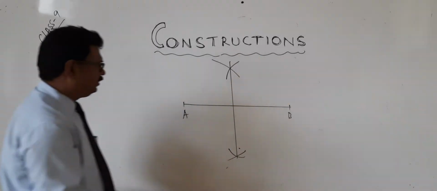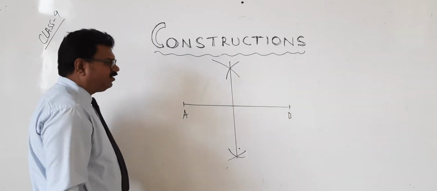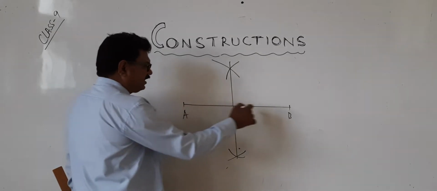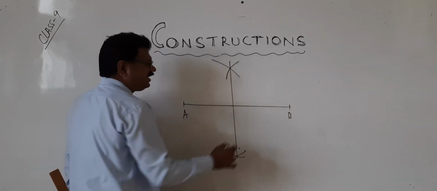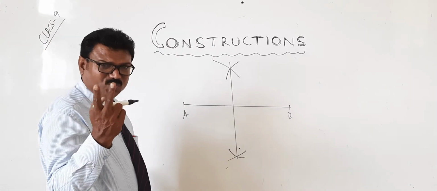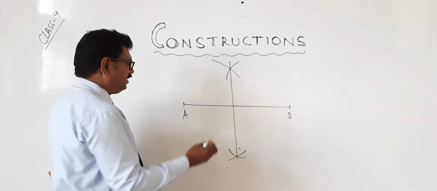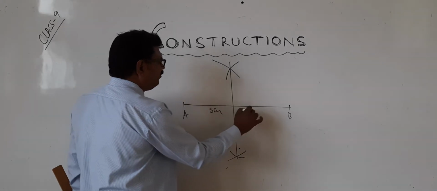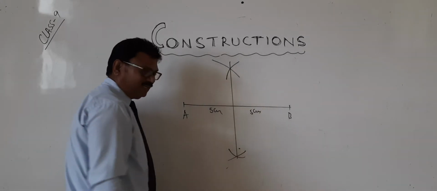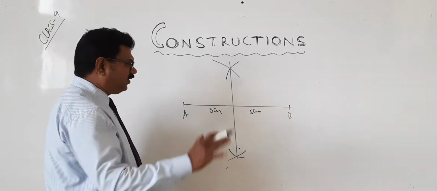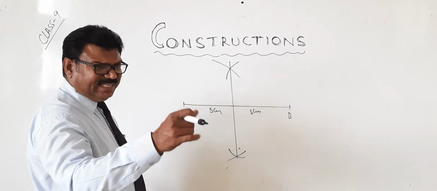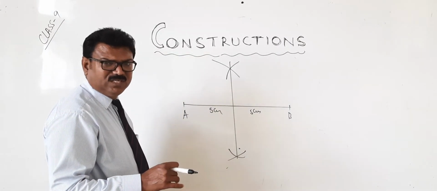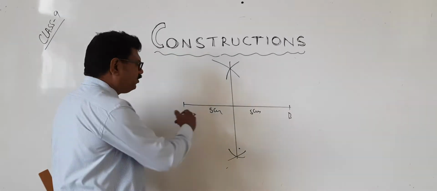This is nothing but what? Perpendicular line, cutting or dividing this line segment into two equal parts. For example, if it is 10 centimeter, this will be 5 centimeter and this will be 5 centimeter. Are you understanding? So what is the procedure? Take any radius, but it should be more than half. You take it approximately. You are not supposed to measure anything.